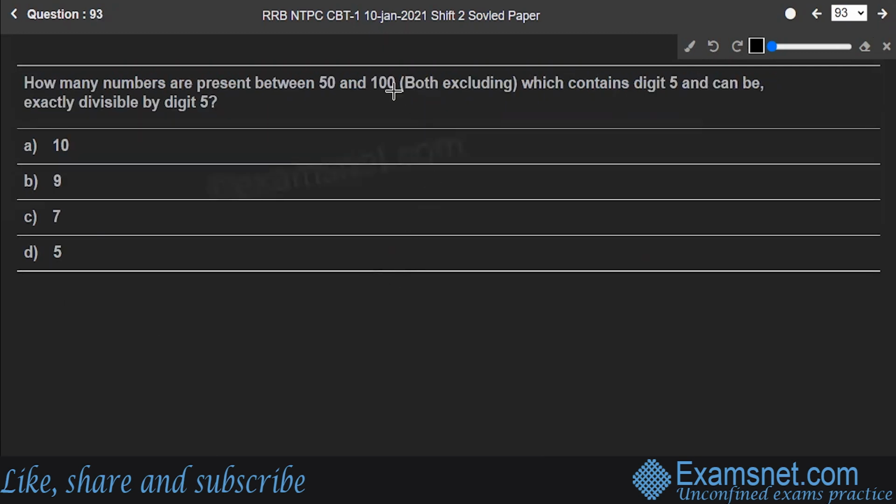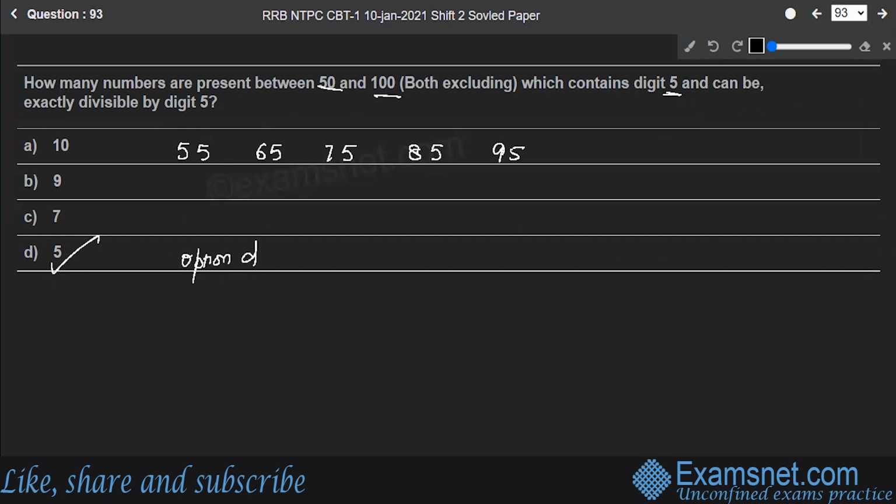How many numbers are present between 50 and 100, both excluding, which contain digit 5, can be exactly divisible by 5? Right, okay. So first thing, numbers between 50 and 100, if I'm not including both of them. See, it will be 55. 60 will not be included because it does not contain digit 5. I'm ignoring that. 65 will be there. 70 will not be taken because it does not contain digit 5. 75. Similarly, 85. 95. So I have 5 numbers, right?